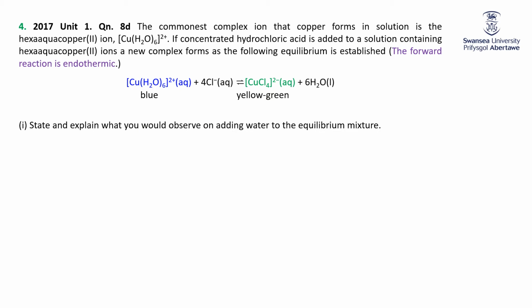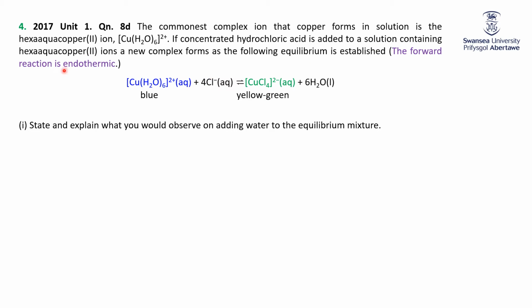So moving to some metal chemistry, the commonest complex ion that copper forms in solution is the hexaaquo copper(II) ion, Cu(H2O)6 2+, that one there, and that's a pretty blue color. If you add concentrated hydrochloric acid to this solution, however, a new complex forms. So there's the adding Cl- that comes from the HCl. And here's our new complex, which is yellow-green. Okay, and so we establish this equilibrium between the blue and the yellow-green as we're adding in that HCl.